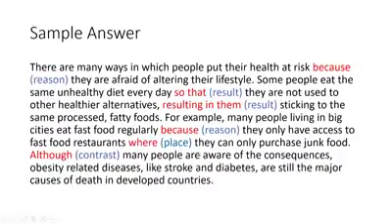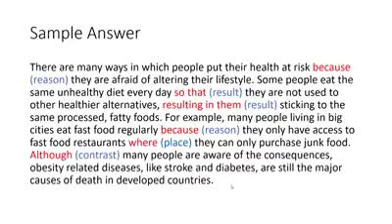So what I've done is I put the conjunctions in, and then the type of conjunction that it is, making complex sentences here. So there are many ways in which people put their health at risk because they are afraid of altering their lifestyle. So we're showing the reason here, and we're using because as a conjunction. Some people eat the same unhealthy diet every day so that they are not used to other healthier alternatives, resulting in them sticking to the same processed fatty foods.